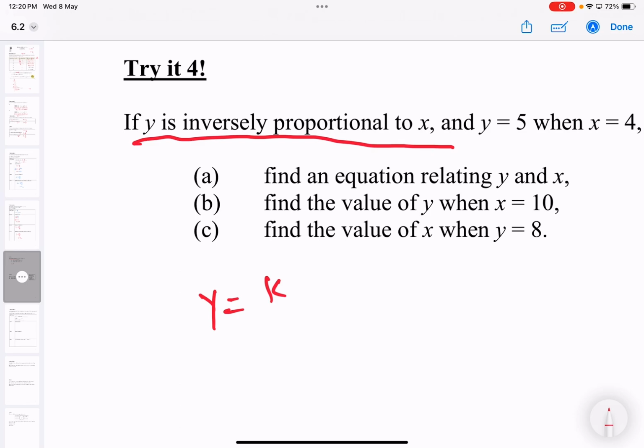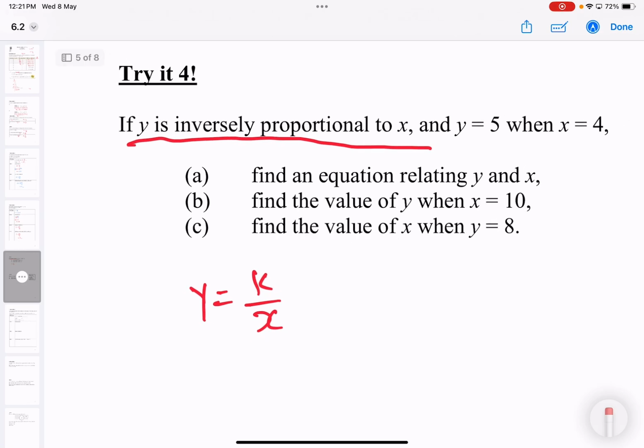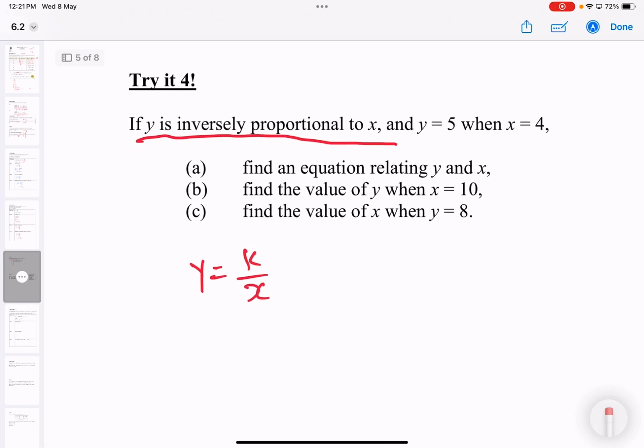I give you 2 options. Is it Y equals to K times X, or is it Y equals to K divided by X? Divided by X. Okay, if it's times X, what does it mean? Anyone? If it's Y equals to Kx, what does it mean? Anyone remembers? Directly proportional, thank you very much. Okay, so it's inversely proportional, that's why the X is in the denominator. Alright, so that is the first thing I do, I write down this equation.